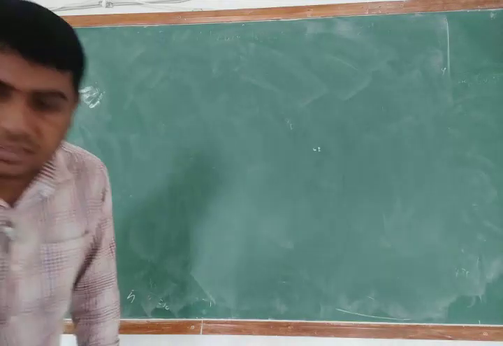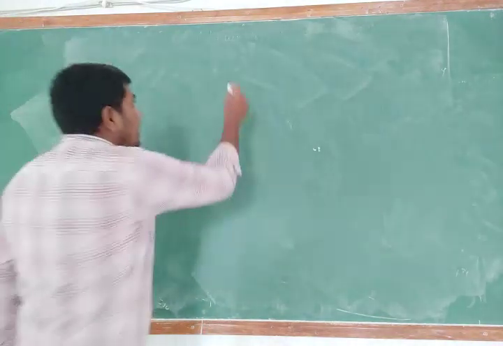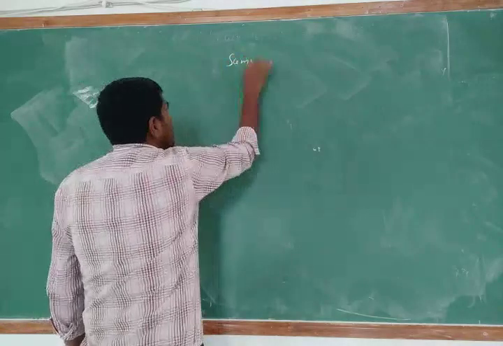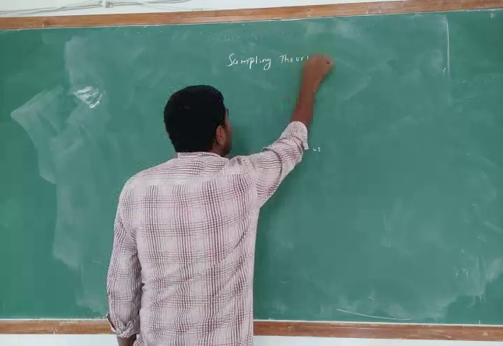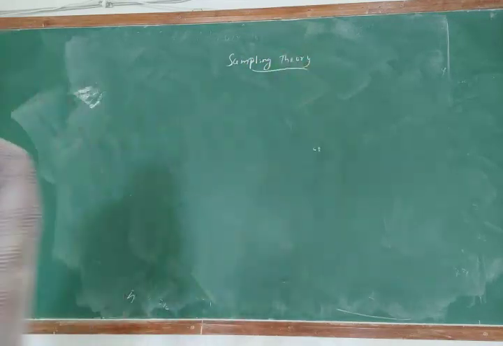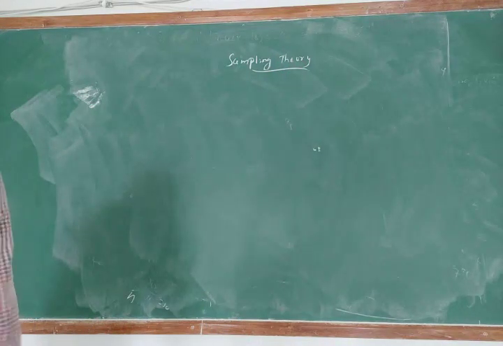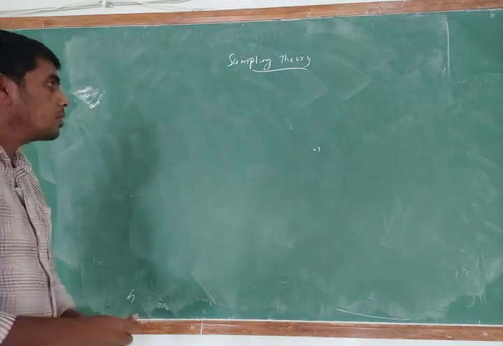So in the previous class, we have discussed the sampling theory. Sampling theory here means, before that, a large number of individuals.